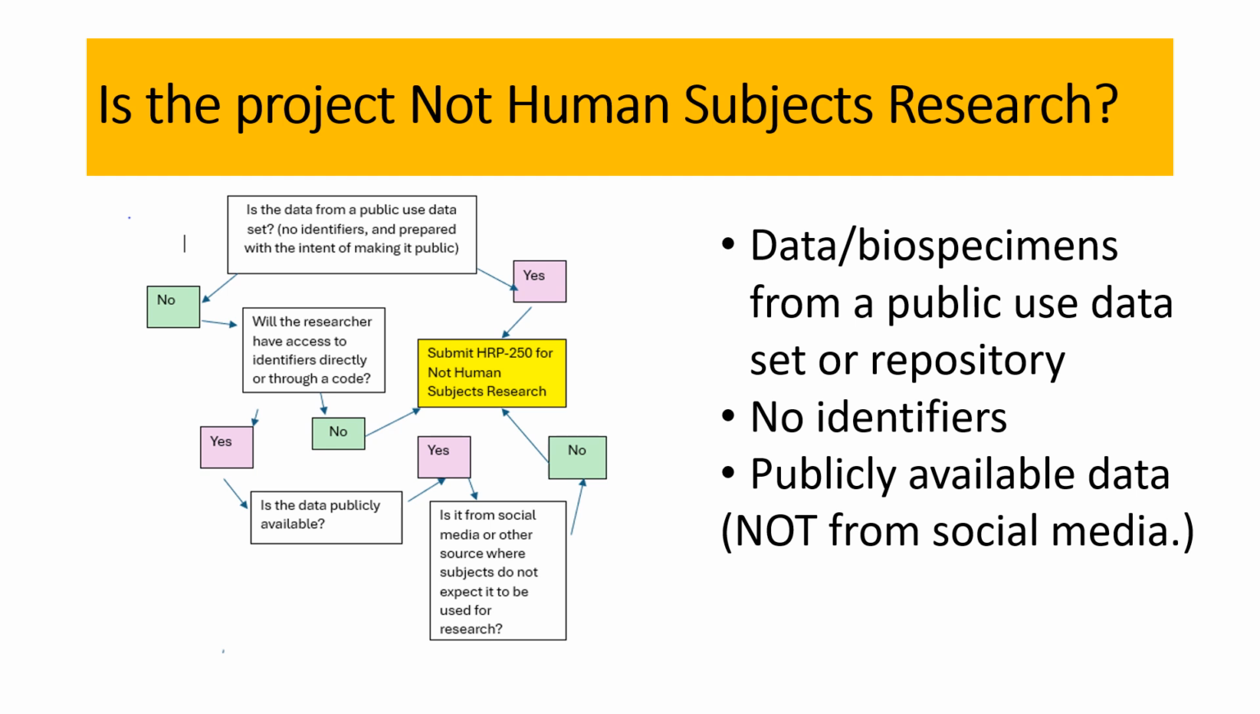This part of the flowchart shows the various types of secondary review that could be reviewed as not human subjects research, or NHSR. These include public use data sets, data or biospecimens with no identifiers, and publicly available data, as long as this data is not from social media or any other source in which people don't expect it to be used in research. I will cover each of these in the next few slides.